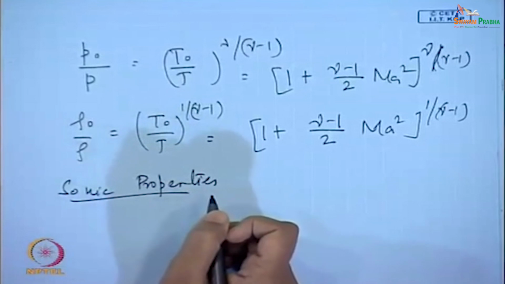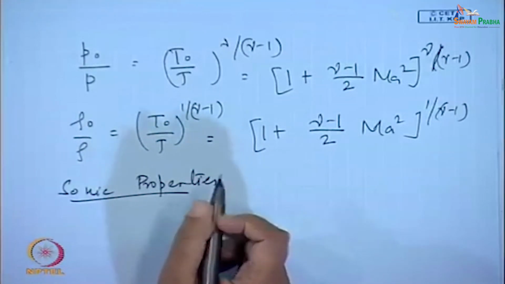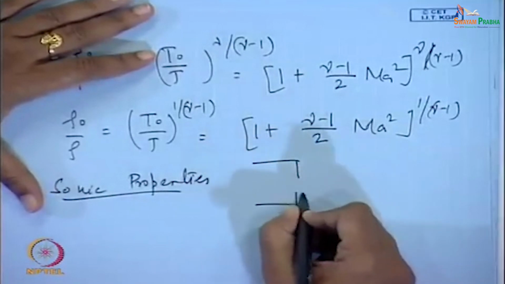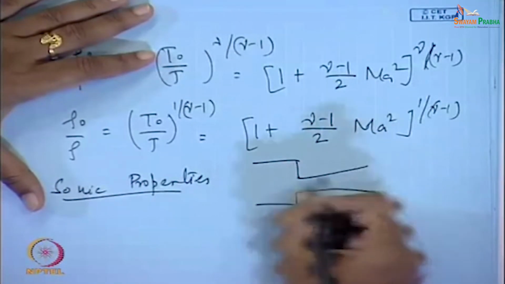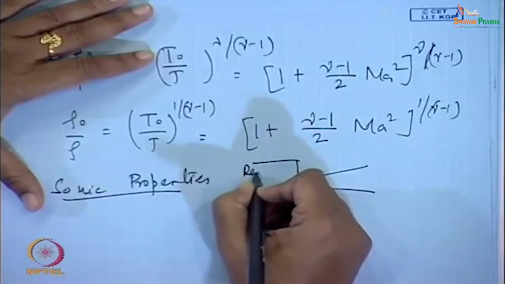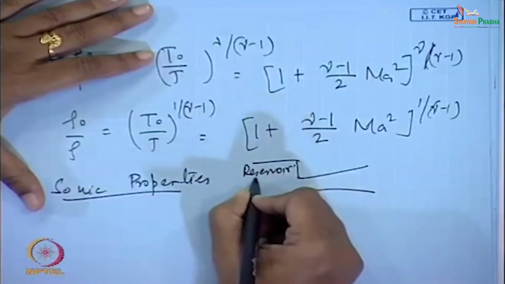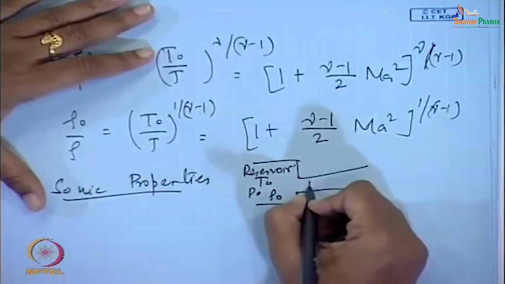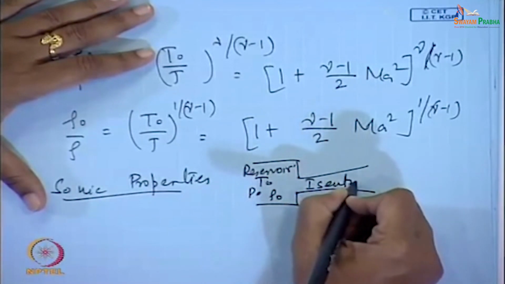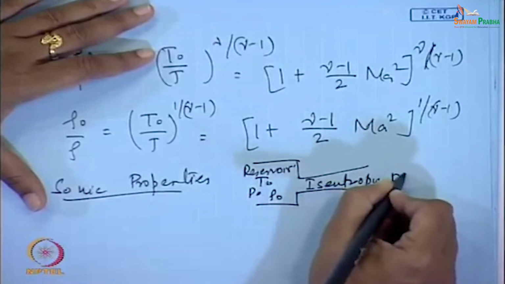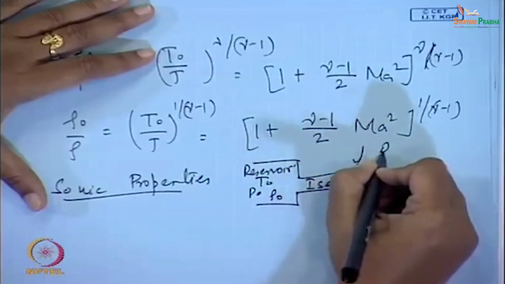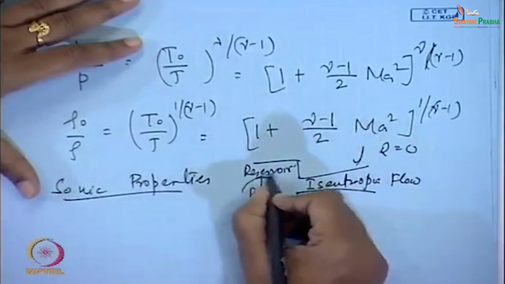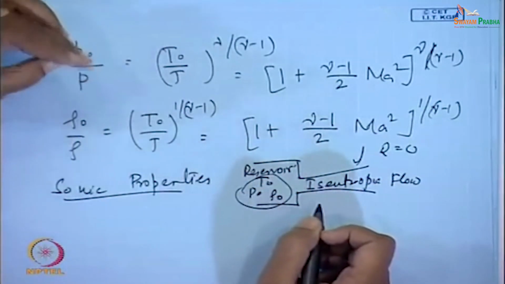Now, next I would like to tell you about sonic properties. And there is just one thing which I would like to say. If we have a reservoir through which the flow is going, then as I have already mentioned, in this reservoir it is T0, P0 and rho 0. In this particular case isentropic flow occurs, so Q equals 0.